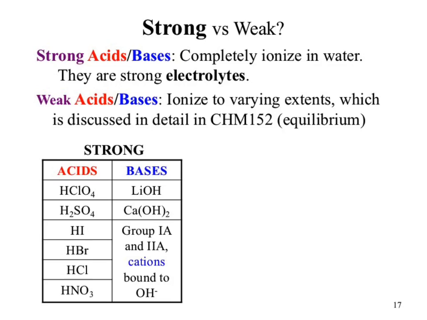Our strong bases: lithium hydroxide, calcium hydroxide. Group 1 and 2A cations bound to hydroxide are our strong bases. Why hydroxide? What was the Arrhenius definition of a base? The production of hydroxide. So how do I know I have a weak acid or base? It's not on the list. That's how you know.